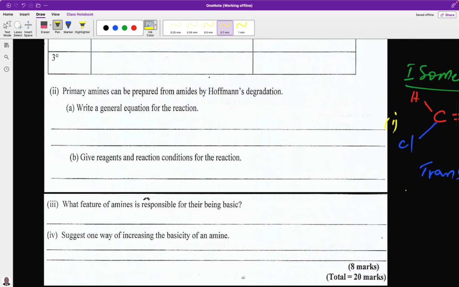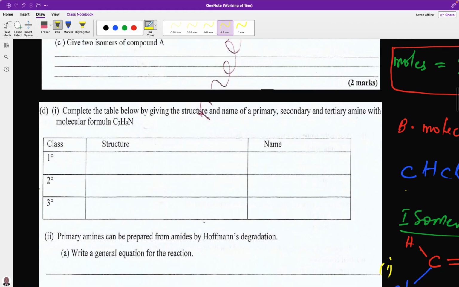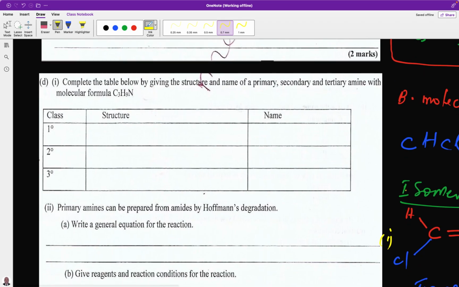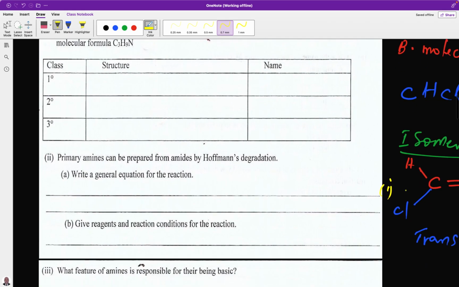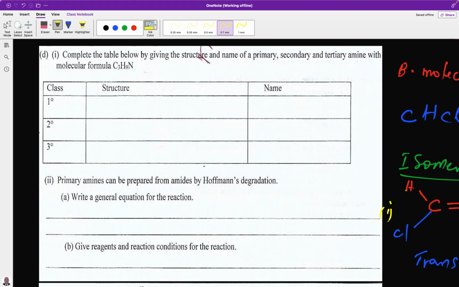It took us to the second part of the question that has to do with the amines. We are told to complete the table below.